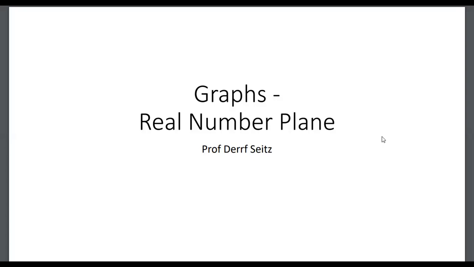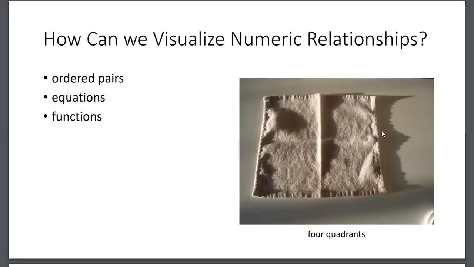Graphs, real number plane. How can we visualize numeric relationships? Starting with the most basic concept, we can use ordered pairs. And then we can move on to equations and things called functions. Here's a picture showing something that has 4 quadrants with shadows making interesting shapes.